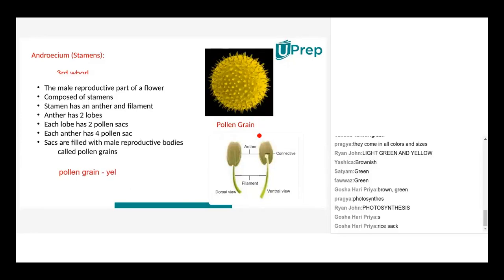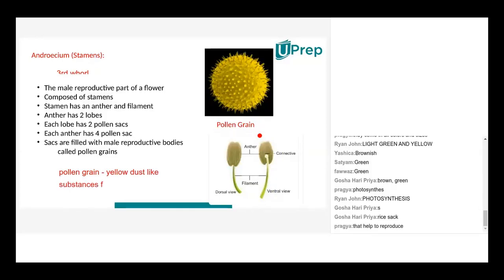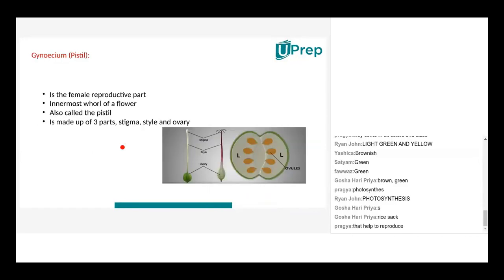Pollen grains are most of the time yellow in color, yellow dust-like substances found on the anther. So this is the pollen grain. This is a microscopic structure of a pollen grain. If you put one tiny little pollen grain under the microscope, this is how it will look. Correct?